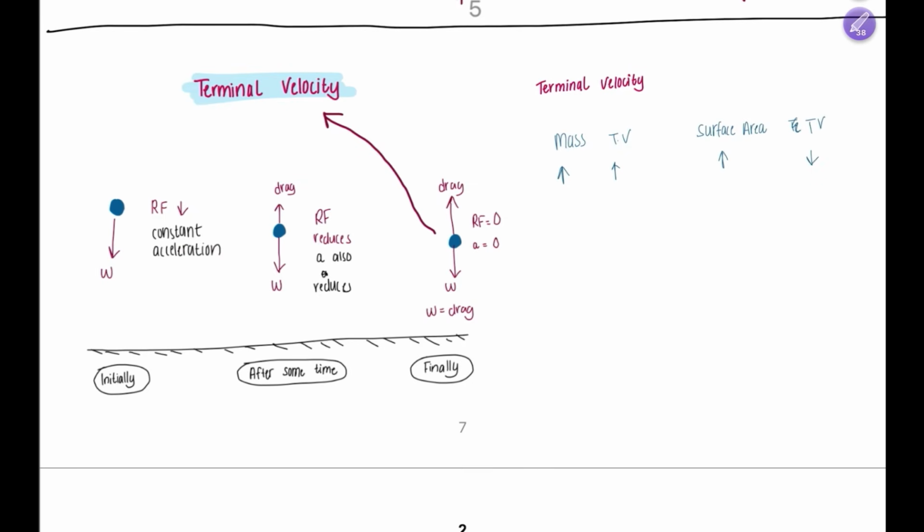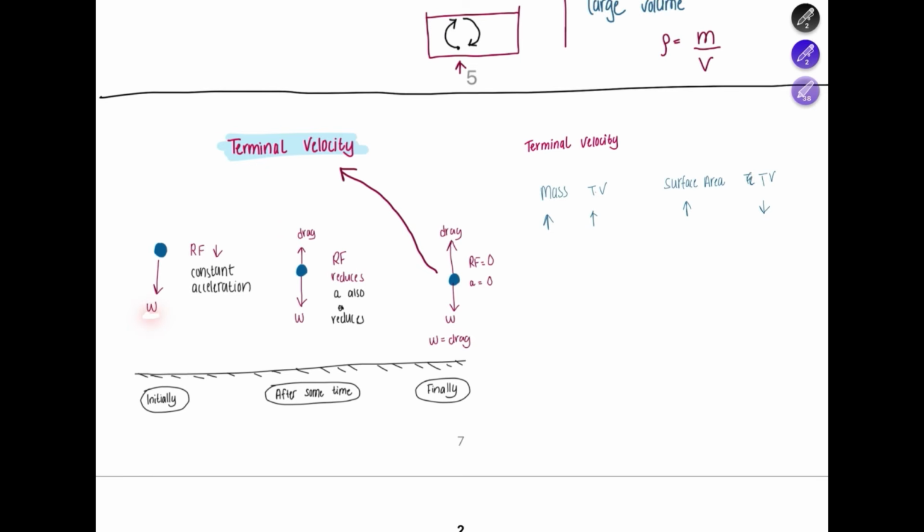So terminal velocity is basically the velocity at which a falling object experiences zero acceleration because the resultant forces have been balanced. So you can see initially this was an object which is falling down, and the only force that it experiences is weight. It's falling down due to its weight and it has constant acceleration. Then you have resultant force acting down. After some time, there is also an opposing force, which is drag. So the resultant force will reduce because it's going to be W minus drag. Resultant force reduces. Resultant force is directly proportional to acceleration. So because the force reduced, acceleration will reduce as well.